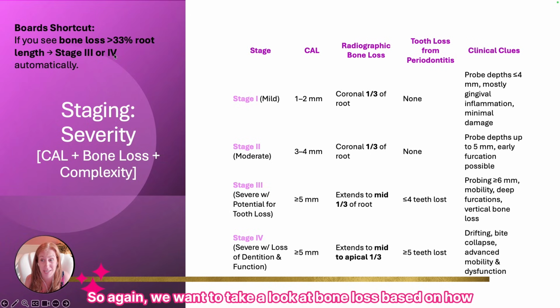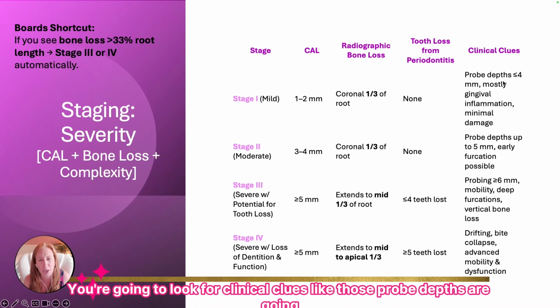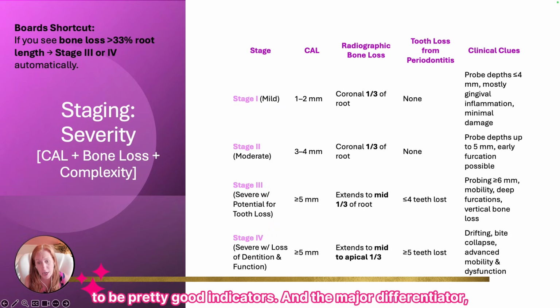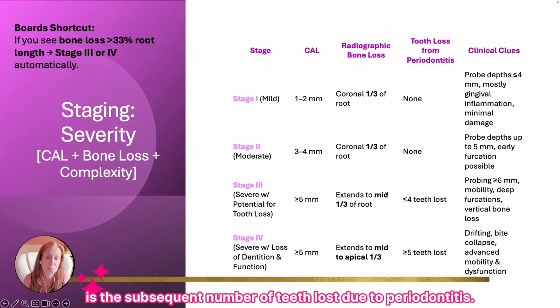So again, you want to take a look at bone loss based on how much of the root is covered in bone versus not covered in bone. You're going to look for clinical clues like those probe depths are going to be pretty good indicators. And the major differentiator, of course, between stage 3 and stage 4 is the subsequent number of teeth lost due to periodontitis.